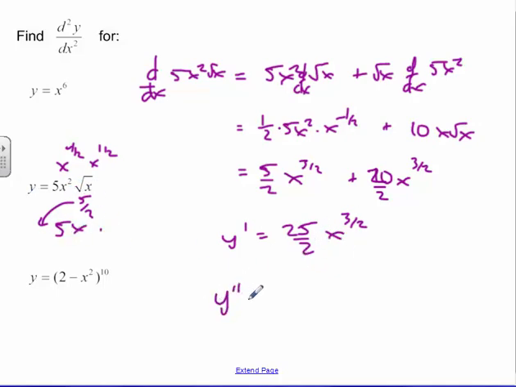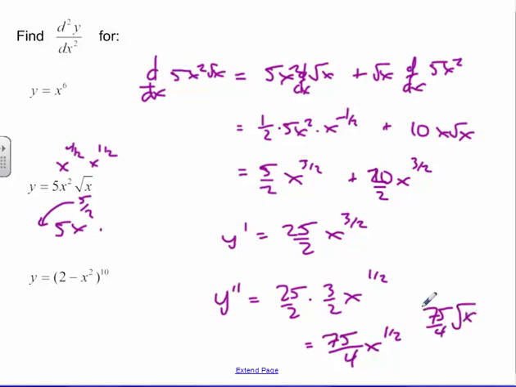Now to find the second derivative, I need to derive this guy, right? So bring the exponent down in front, drop it by 1, gives me 75 over 4 x to the 1/2, which is 75 over 4 root x. There's our second derivative. This is really intuitive. Hopefully it makes a lot of sense. You're finding a derivative of a derivative.